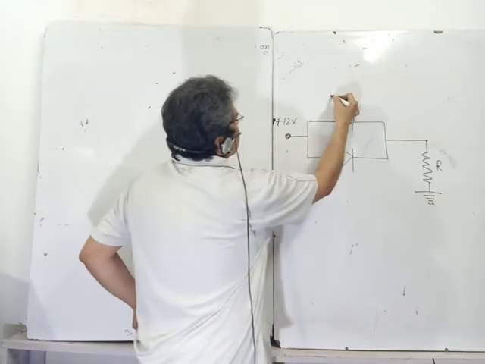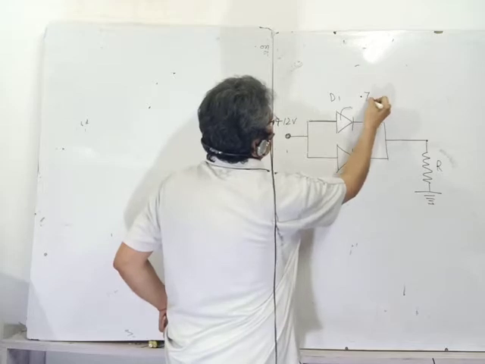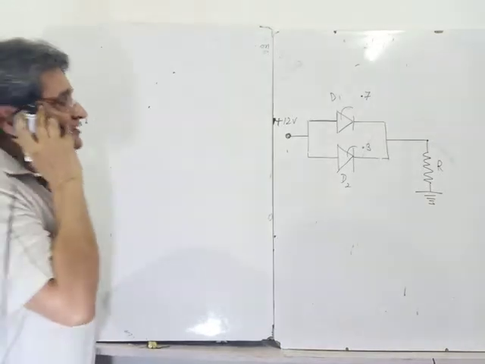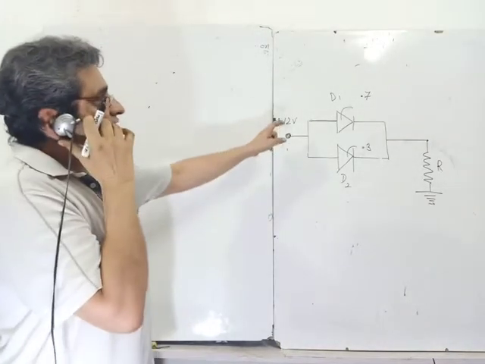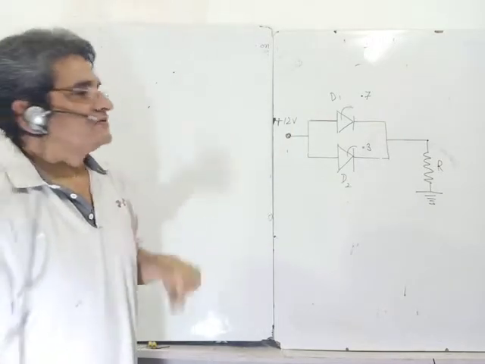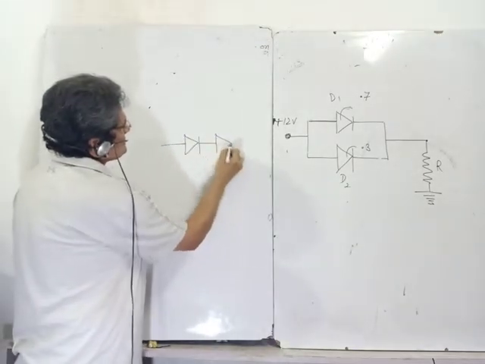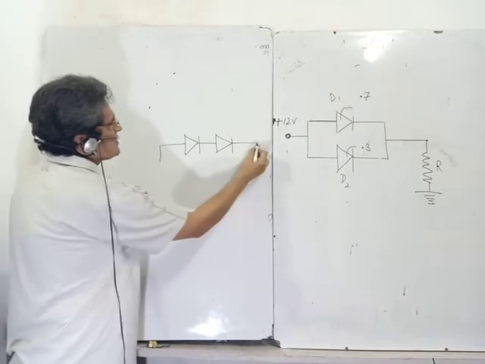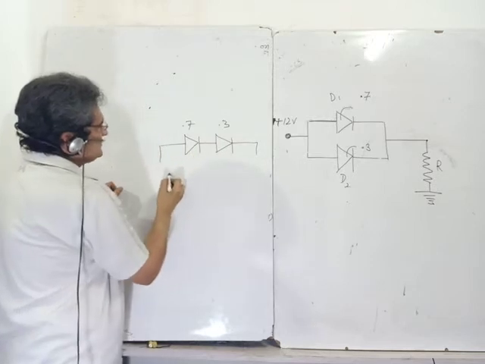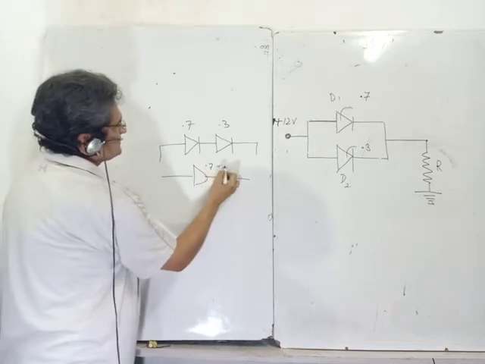Now there are two diodes, D1 and D2. This has potential drop of say 0.7 and this has potential drop of 0.3. First of all, we should know when two diodes are connected in series and when they are connected in parallel, how it affects the potential drop. So when diodes are connected in series, if this is the potential drop 0.7 here and 0.3 here, the potential drop of equivalent diode is basically 0.7 plus 0.3.